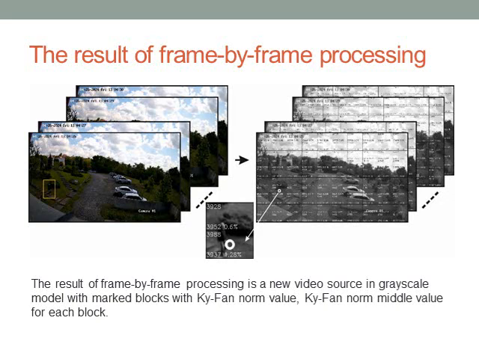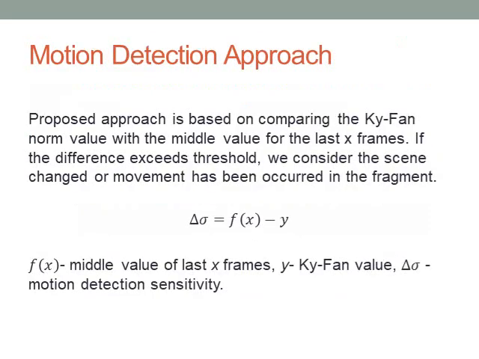A white spot marks a fragment that was determined as a motion area. The proposed approach is based on comparing the Ky Fan norm value with the middle value of the last X frames. If the difference exceeds the threshold, we consider that the scene changed or movement has occurred in the fragment.